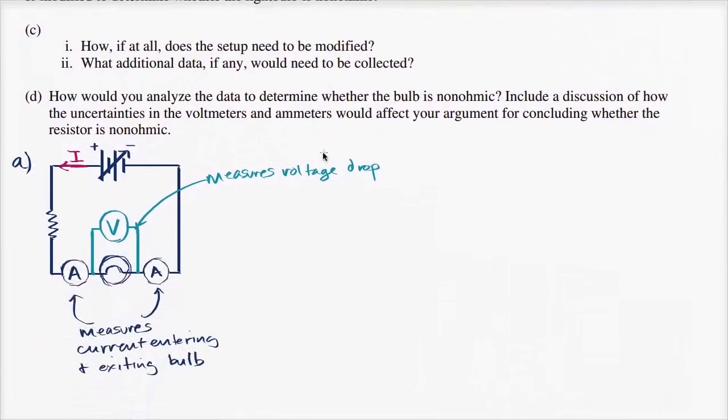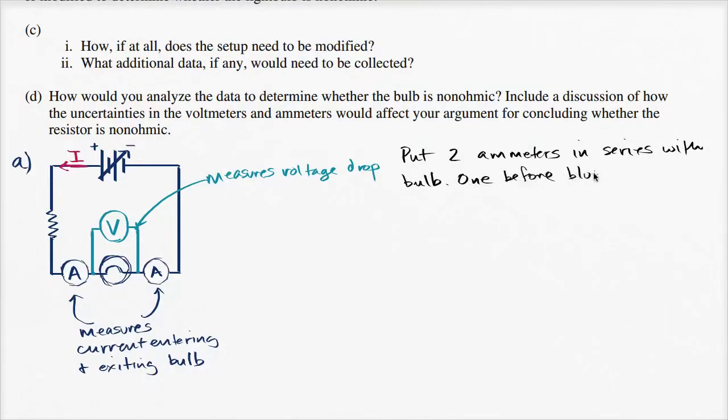Okay, so I guess in my description, I could say I'd put 2 ammeters in series with the bulb, one before the bulb, and one after. If the current is the same on both, then there is the same number of electrons entering and exiting the bulb.